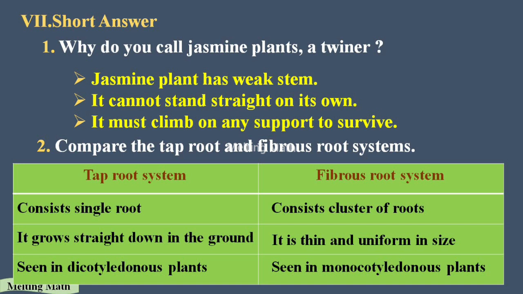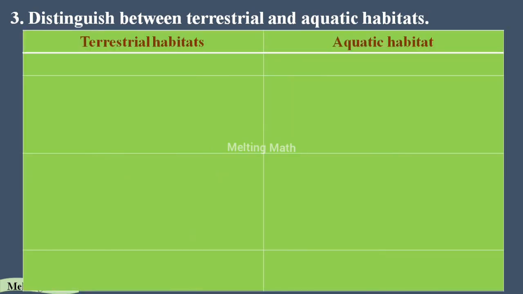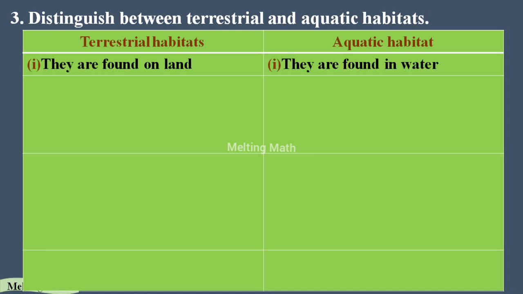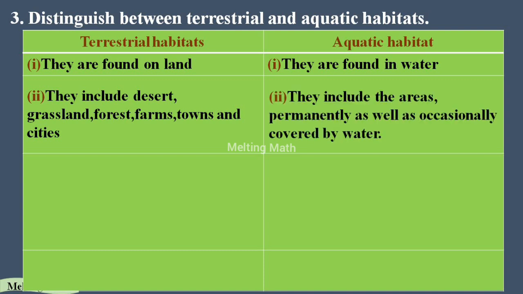Okay, next see the third one, distinguish between terrestrial and aquatic habitats. Let's distinguish it. First, terrestrial habitats are found on land, but aquatic habitats are found in water. Then these terrestrial habitats include desert, grasslands, forest, farms, towns and cities. This aquatic habitat includes areas permanently as well as occasionally covered by water.